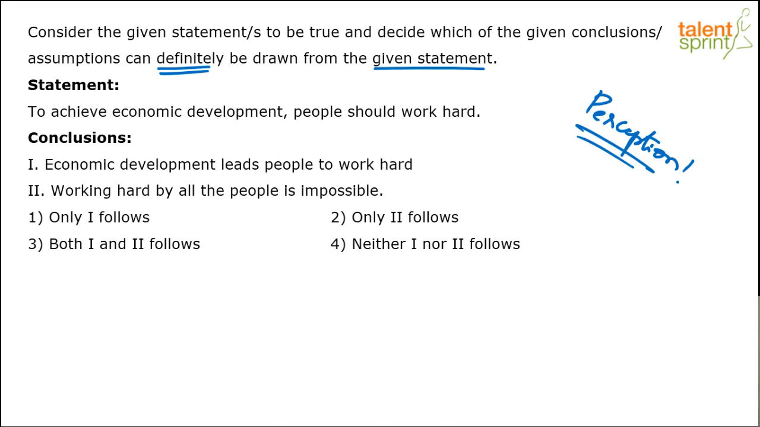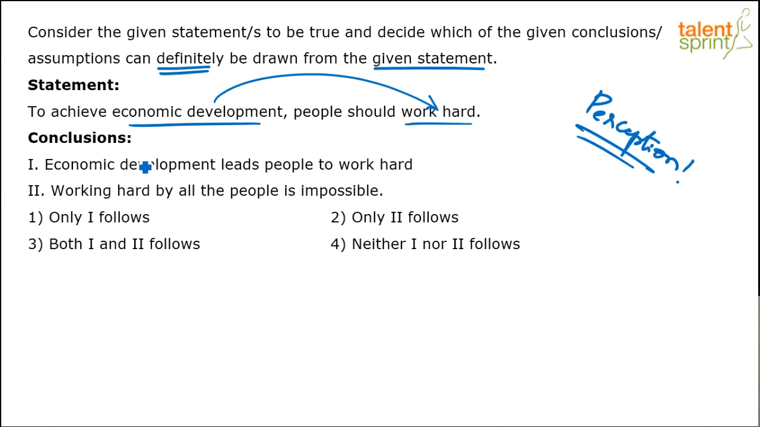So the question says, to achieve economic development, people should work hard. If you want to achieve economic development, then people should work hard. So we can actually say that economic development is related to people working hard, right? To achieve economic development, people should work hard. Now look at the conclusions. The first one says economic development leads people to work hard. Now does it follow? Does it definitely follow? No. Try to understand.